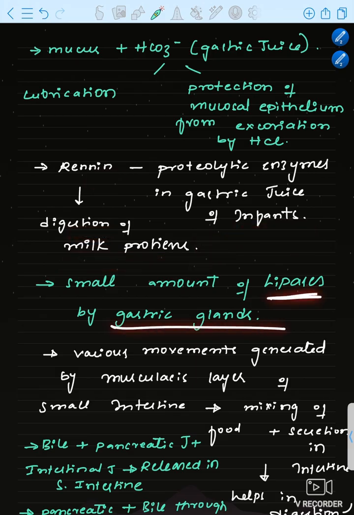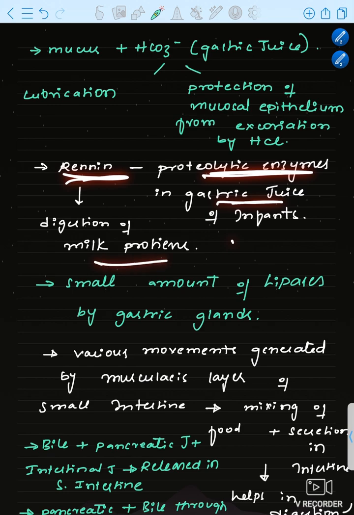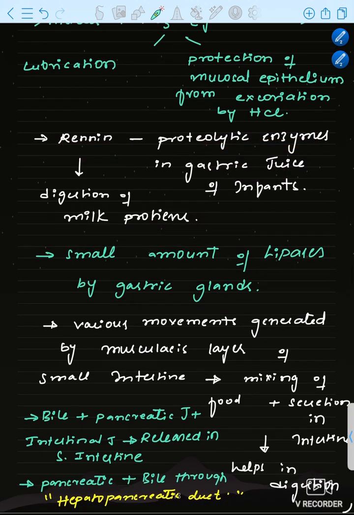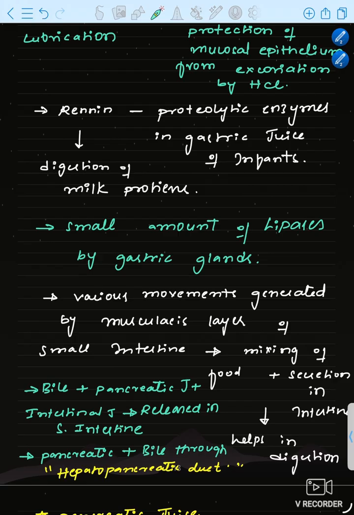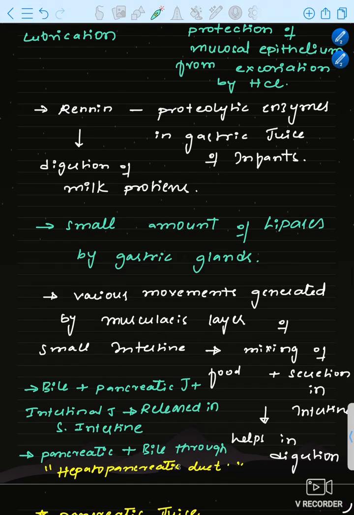And lipases are also present in the gastric glands. Tell quickly what is present in the gastric juice. Pepsinogen is there, for protein breakdown, and mucus and bicarbonates for lubrication and protection of the epithelium from HCl. And rennin will be there, a proteolytic enzyme in the gastric juice for digestion of milk proteins, and lipases are present. Now we came to the small intestine. Up to here the stomach is done.